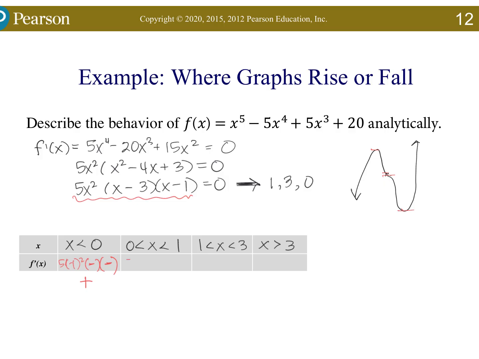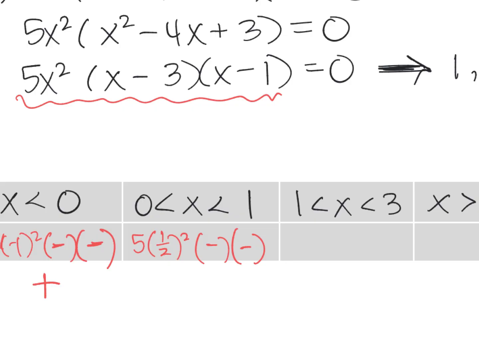All right, so I'm going to have 5, and then I'm going to have a half squared, and then x minus 3. If I plug half there, what am I going to get? A negative number. And then if I plug half in the next one, I'm going to get a negative number. So I'm going to have a 5, which is positive, a half, which is positive, and then 2 negatives. So what does that tell me? Still a positive.